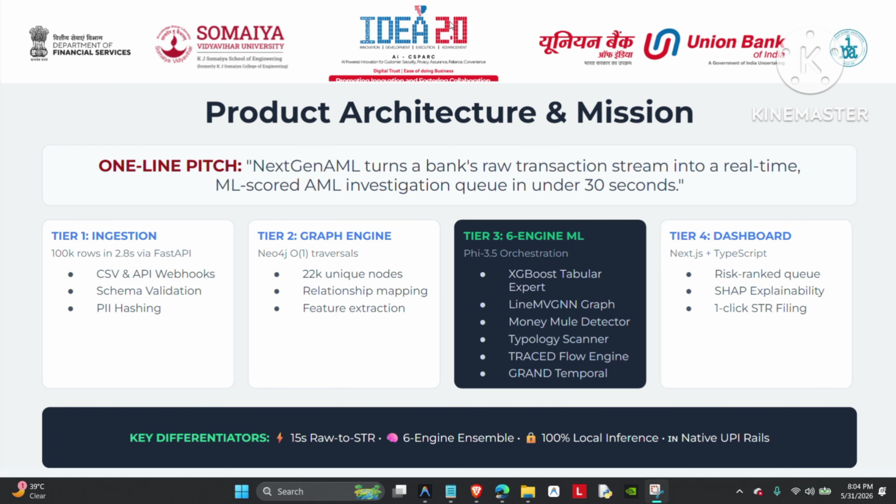First, transaction data is ingested and converted into a graph where accounts become nodes and transactions become edges. Next, 6 specialized detection engines run in parallel, including graph analytics, cycle detection, typology analysis, and machine learning models. A local 3.5 AI model combines these signals into a single risk score. The investigator receives a ranked alert queue, can visualize suspicious fund flows, review explainability insights, and generate FIU compliant STR reports with a single click.